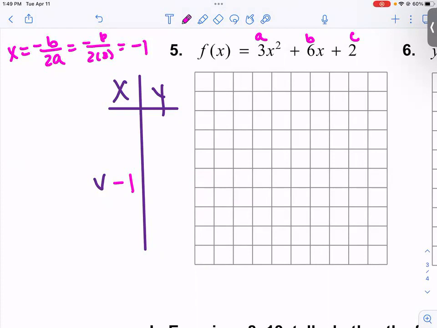Okay, so on the other side of -1, we can choose -2, -3, and 0 and 1. I want 2 points on each side. Okay? Okay, let's divide and conquer. Purple table, plug in -3. Blue table, plug in -2. Yellow table, plug in -1. Teal table, plug in -1. Red table, plug in 0. Green table, plug in 1.